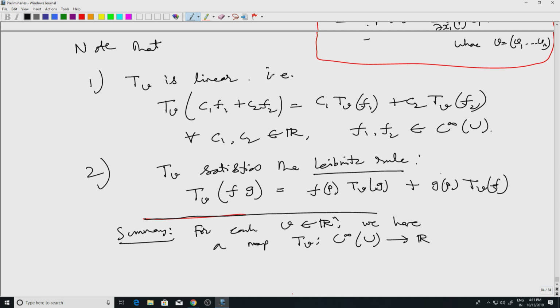Notice that in this Leibniz rule property that I have here, the point P plays a crucial role. This P occurs here and here. So that is always in the background. So we have a map TV from this to this, which is linear and satisfies the Leibniz rule.